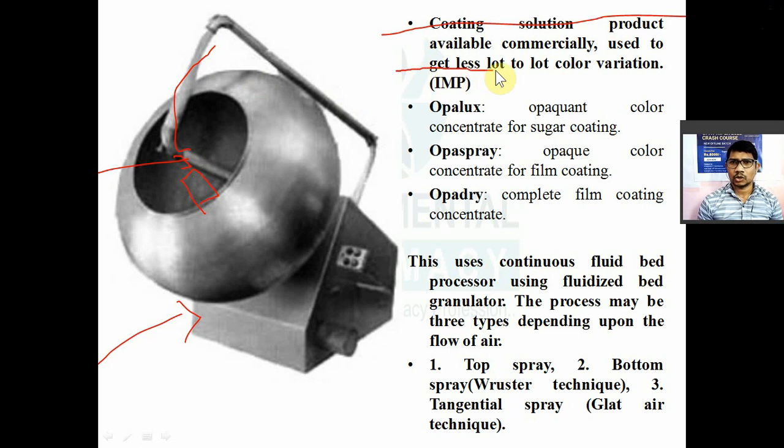इसके ऊपर क्वेश्चन आता है. So first is Opalux. Opalux is a coating solution. It is a color concentrate for sugar coating. Then another one is known as Opaspray. Again it is an opaque color concentrate for film coating. So Opalux for sugar coating, Opaspray for film coating.